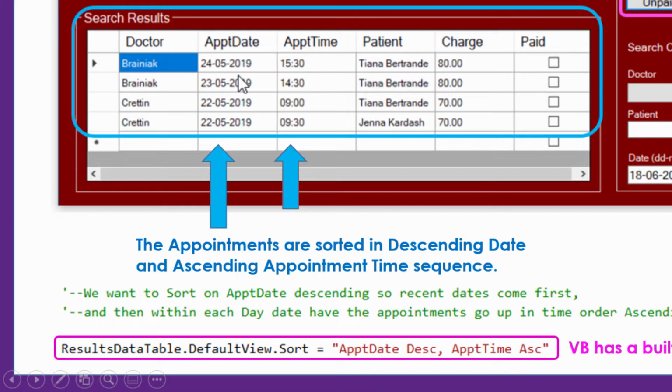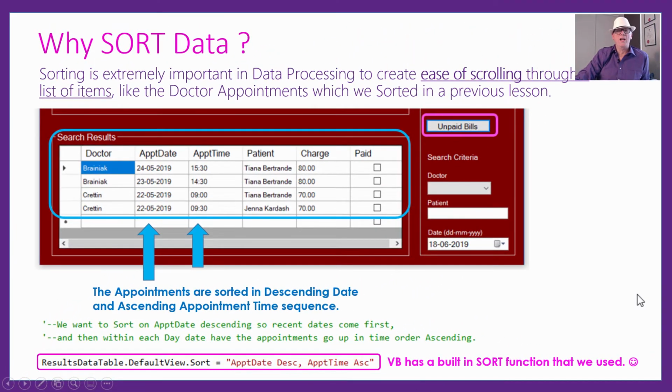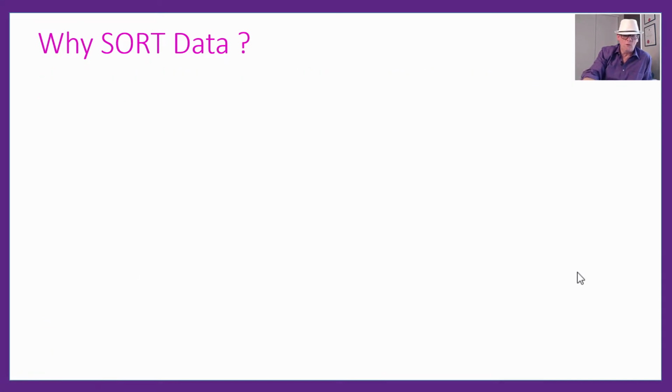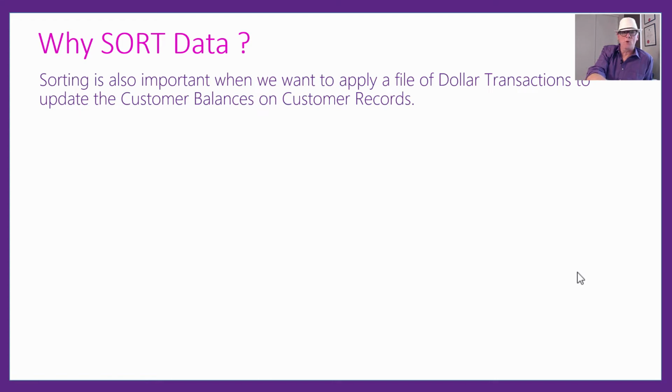And that was just a one-liner in VB.NET. It was so easy to sort this results data grid table because all we had to do is put this default view sort, and that uses VB's internal sort function, and we just said what we wanted to sort on. So it was the appointment date field descending and the appointment time one ascending, ASC. So yeah, VB has this beautiful one-liner built in, which makes it great and easy to do all our sorts. But we'll talk about that later on a bit more.